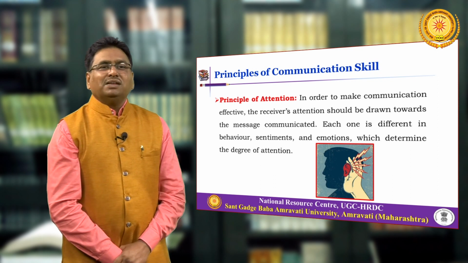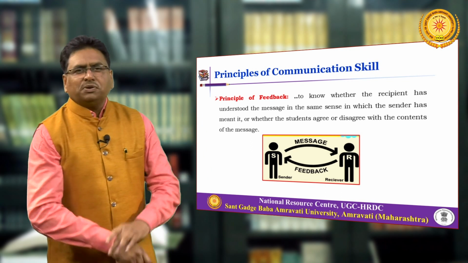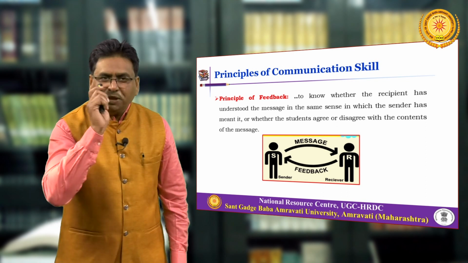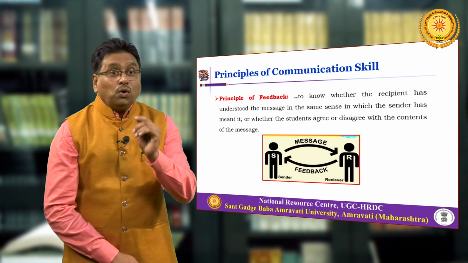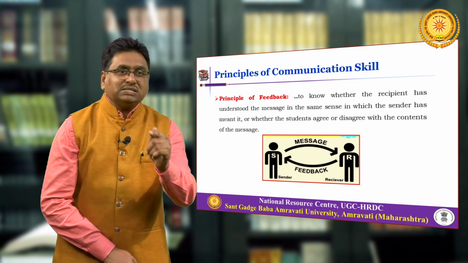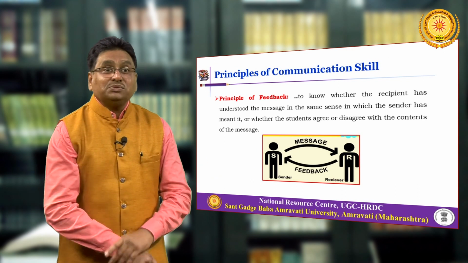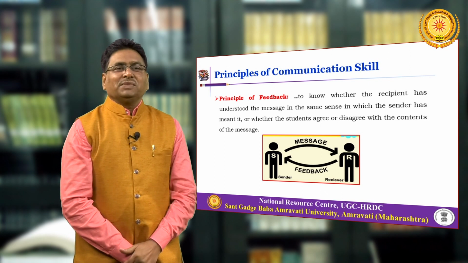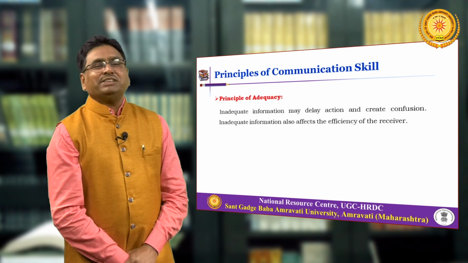Now, the next principle of effective communication skill is the principle of feedback. One of the most important principles of effective communication skill is the principle of feedback. The communicator must have feedback information from the recipient to know whether the recipient has understood the message in the same sense in which the sender has meant it, or whether the student agrees or disagrees with the contents of the message. And the last principle is the principle of adequacy.